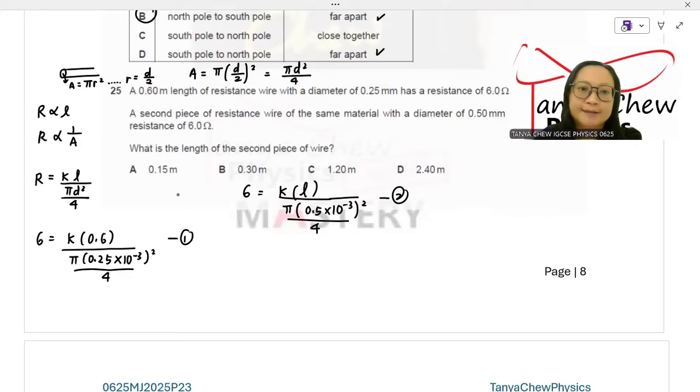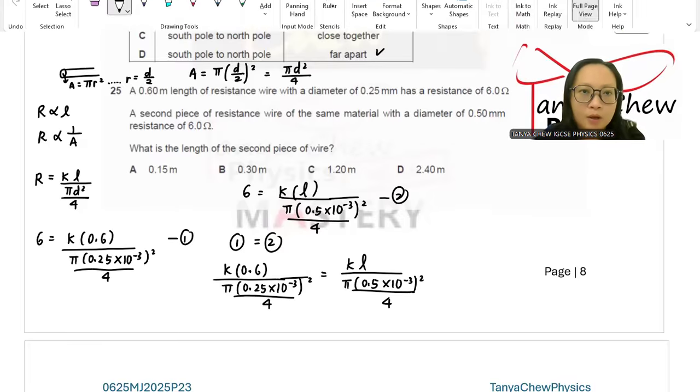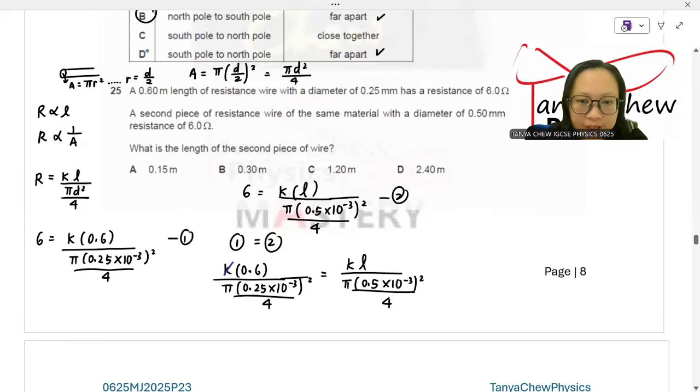Second equation. Since both of the resistances of the wires are the same, I will say equation 1 is equal to equation 2. K times 0.6 over pi times (0.25 times 10 to the power negative 3) squared divided by 4 is equal to K times L over pi times (0.5 times 10 to the power negative 3) squared over 4. I want to find L. What shall I do here? I just cancel the K. I just cancel pi over 4.